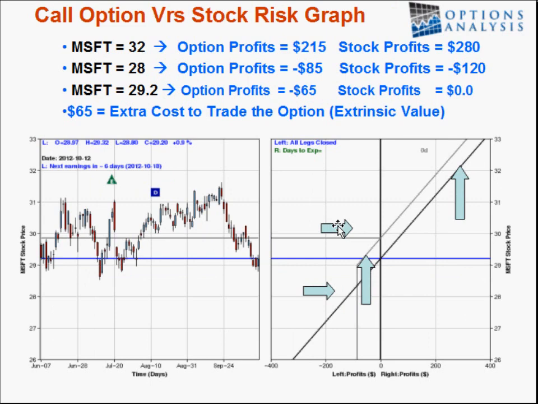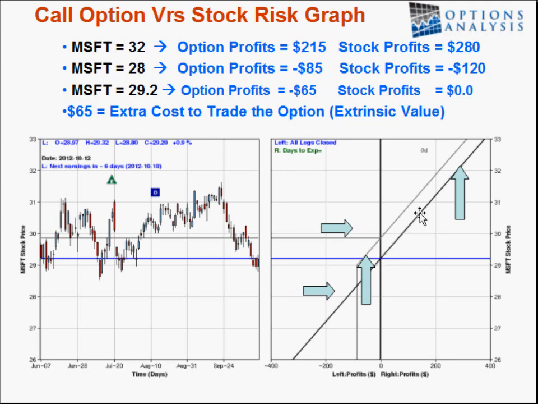We can compare the call option risk graph line to the stock risk graph line. optionsanalysis.com has a tool called Overlay where we can do this. I've overlaid the two kinds of instruments for trading Microsoft on top of each other on the right-hand side. We see at the purchase price of 29.2, the stock immediately starts making money.